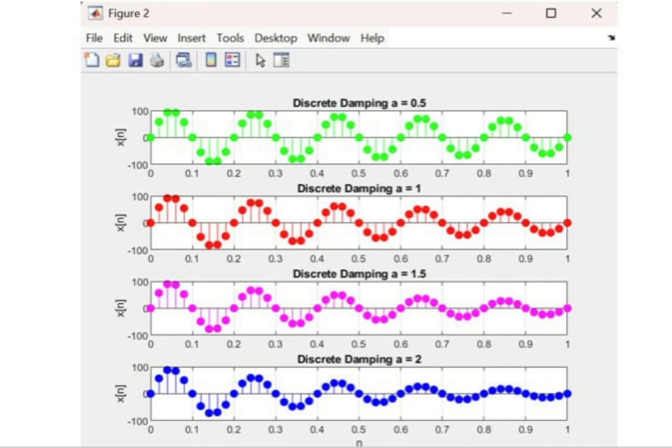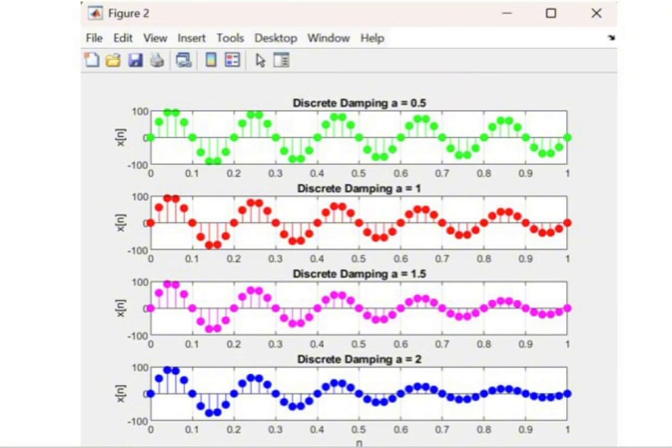For the discrete damping 0.5, the graph shows the discrete damped wave with damping value 0.5. Because the damping effect is small, the amplitude decreases slowly over time. The oscillation can still be clearly observed for a longer duration. The signal still maintains high peaks at the beginning before gradually reducing. This means the system loses energy slowly.